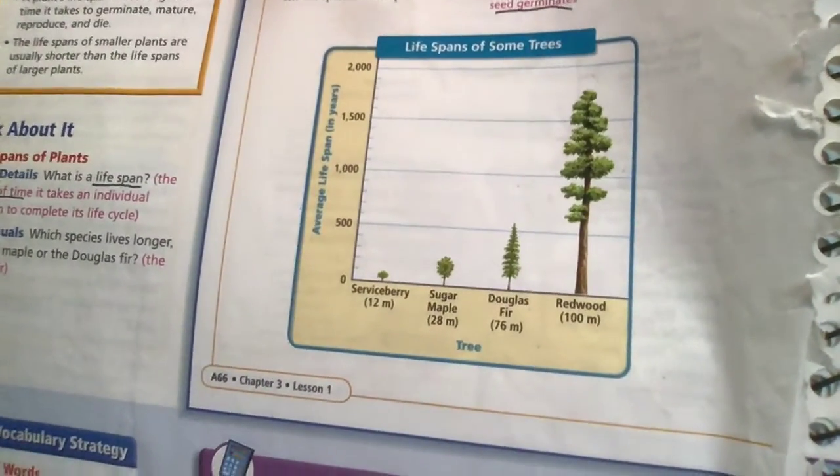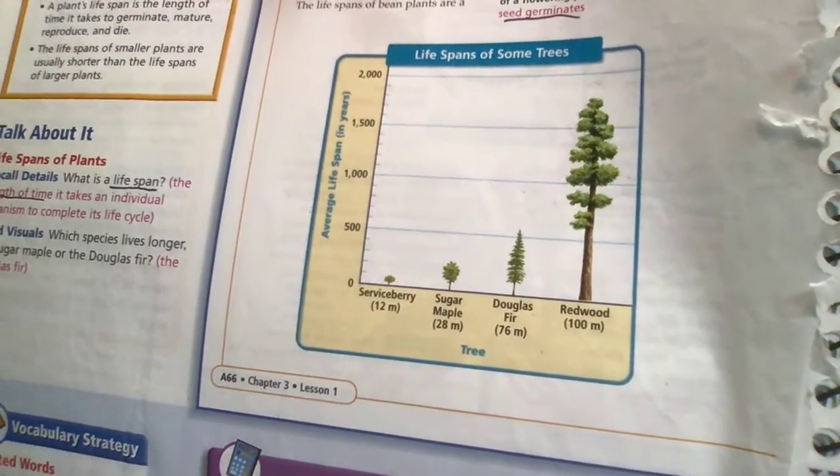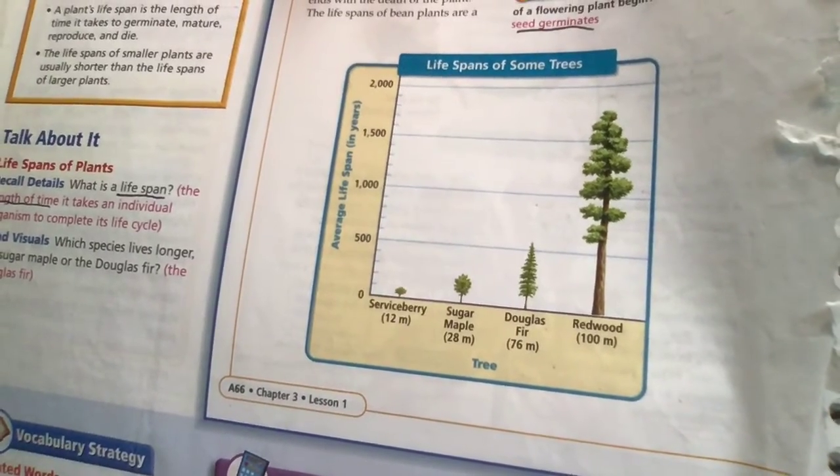For example, both the ponderosa pine and the Pacific yew have a lifespan of about 300 years. Ponderosa pines grow almost 131 feet high, while the Pacific yews do not even reach 66 feet. So there is a picture of some plants there, and you can see what they are: the redwood, Douglas fir, sugar maple, and I believe that last one says serviceberry.